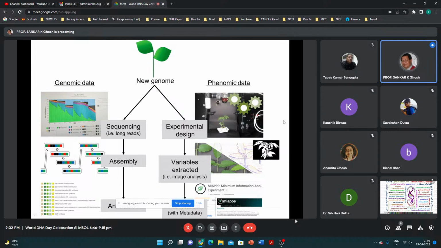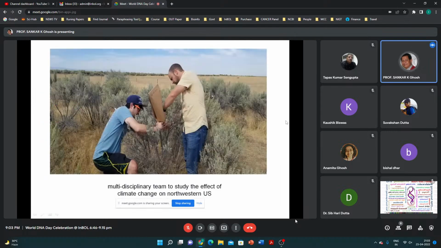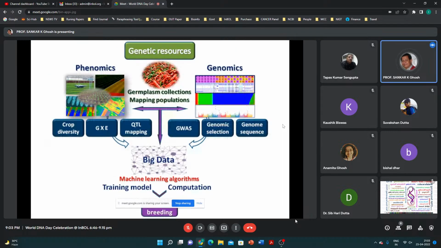USDA has started genome to phenome in the agriculture field, particularly in the agri-genomics area, particularly in the livestock area. This is one kind of genome to phenome project to combat climate change, based on the genomics and phenomics part.